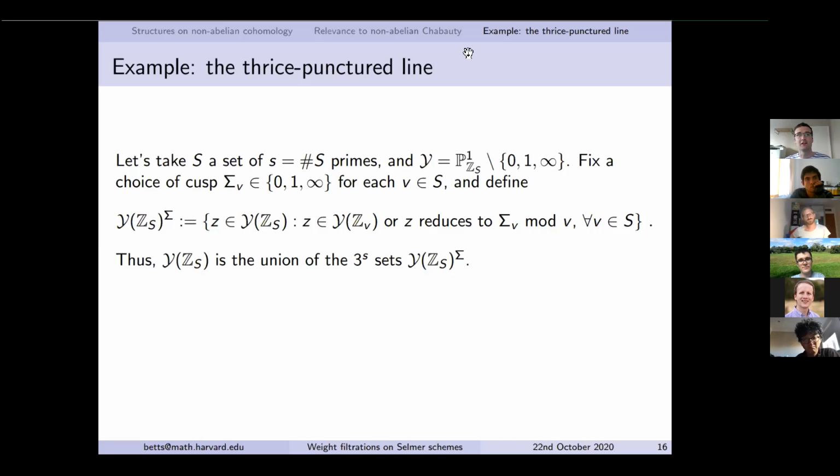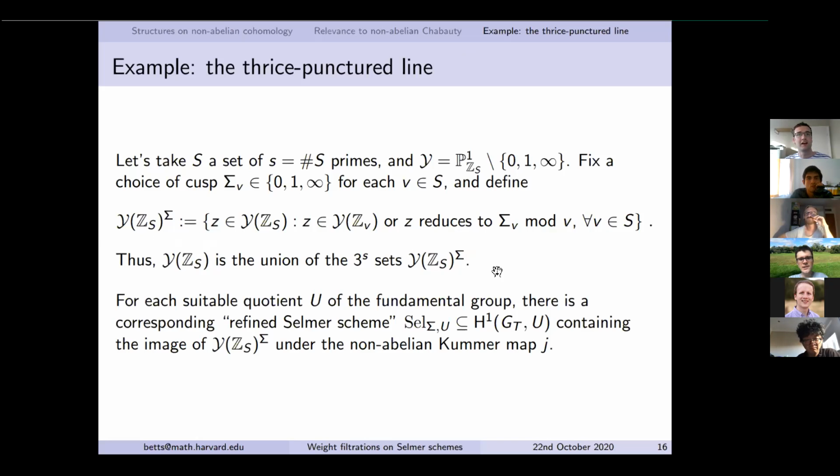And by what I said earlier, the S-integral points on Y are covered by these sets, of which there are 3 to the s. It turns out to be a lot better to bound the size of each of these sets independently and then add up at the end. I'm going to sweep a lot of stuff under the carpet to do with the construction of Selmer schemes, but whenever we have a suitable quotient of the fundamental group, we can make something which we would call a refined Selmer scheme corresponding to these choices of cusps. This is a closed subscheme of the global Galois cohomology, and it contains the image of this particular subset of the S-integral points under the non-abelian Chabauty map.